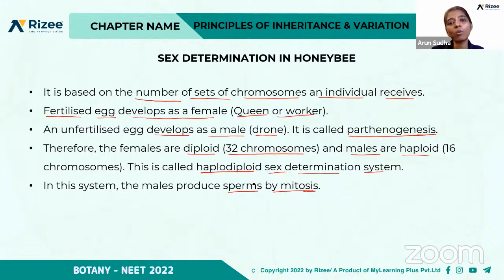Okay, so we saw the different types of sex determination, that is XX-XO, XX-XY, and ZW in different organisms. And there is another type that is called the haplodiploid sex determination system. Okay, clear? Any doubt in this?